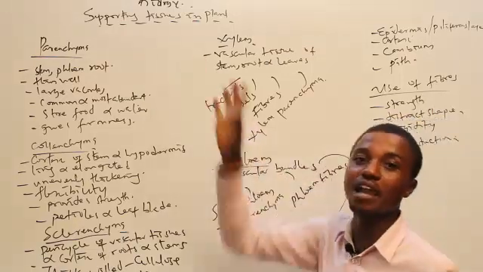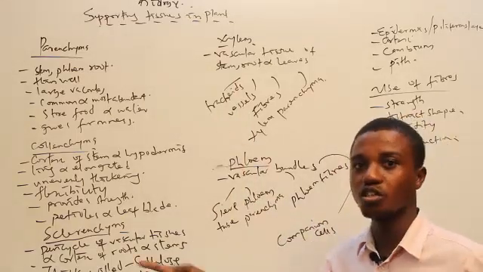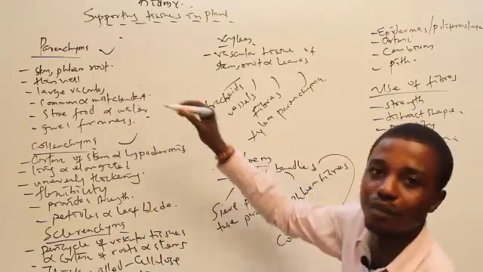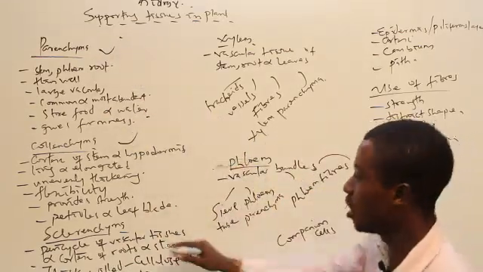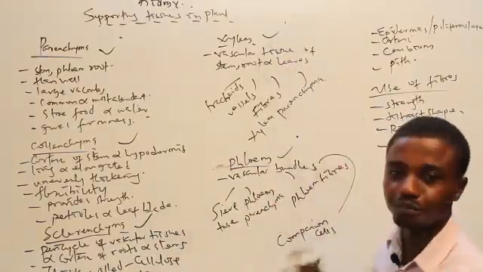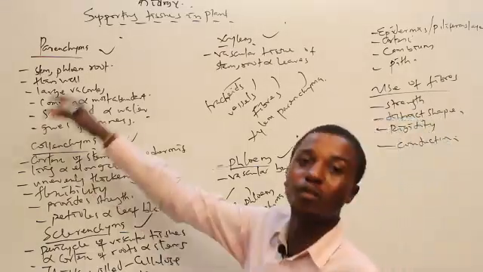So there are basically 5 types of supporting tissues, but 3 major ones. We have the parenchyma, the collenchyma, the sclerenchyma, the xylem, and the phloem. What is the parenchyma? The one thing you need to know is that the most abundant of all of them is the parenchyma.